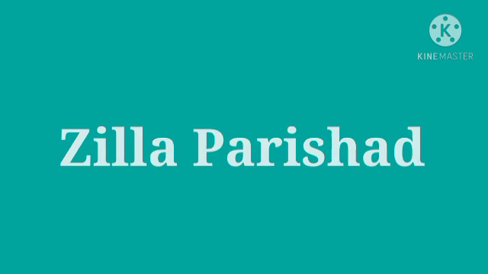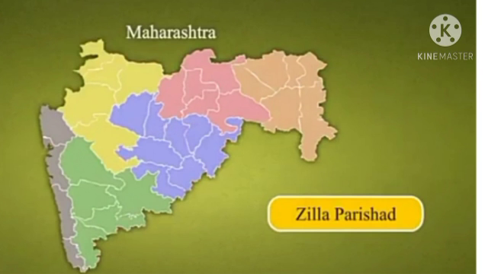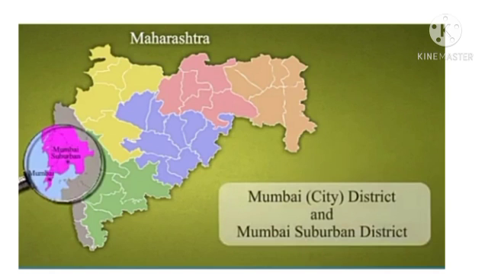Zilla Parishad. Every district has a Zilla Parishad. At present, the state of Maharashtra has 36 districts but only 34 Zilla Parishads. The reason is that Mumbai City District and Mumbai Suburban District do not have a rural population. Therefore, they do not have a Zilla Parishad.